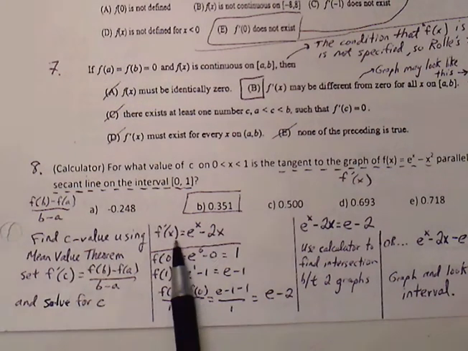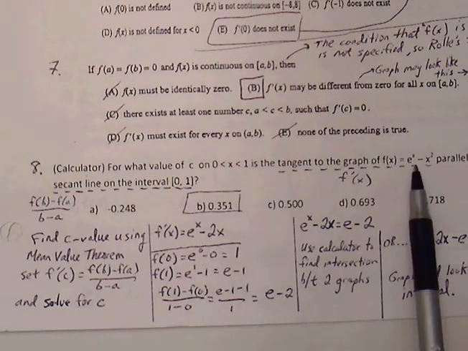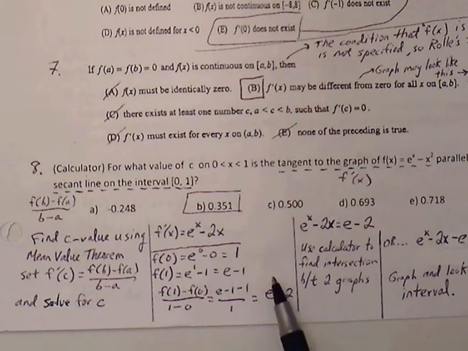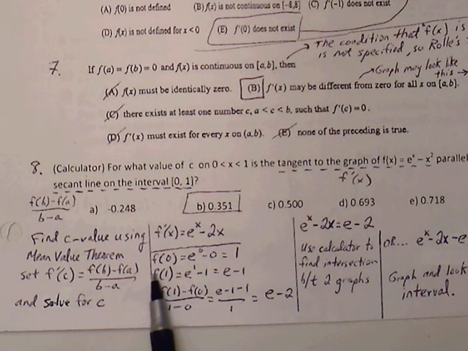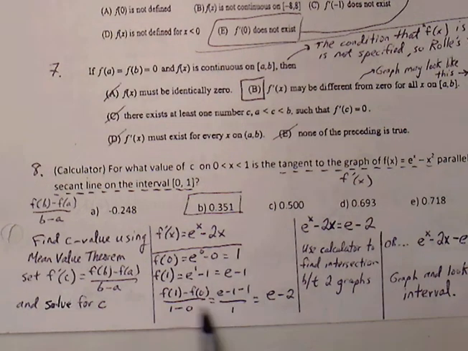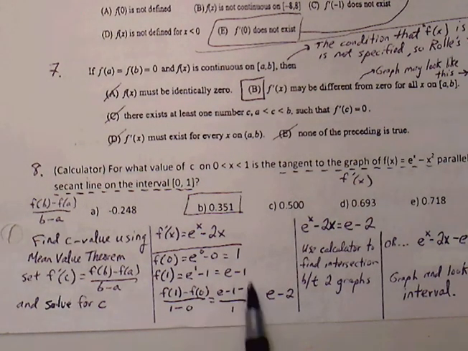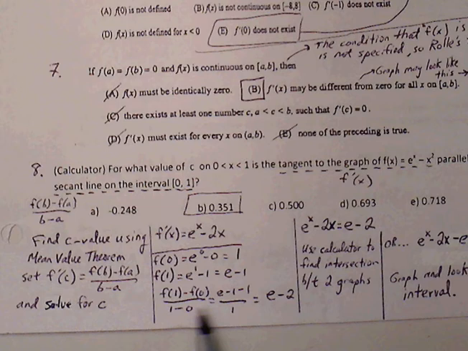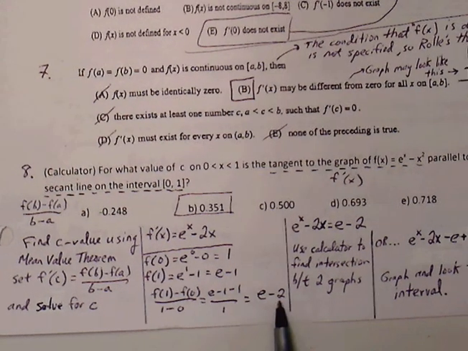So we find the derivative. e to the x stays e to the x, and x squared becomes 2x. We also need to find the slope between the endpoints, so find the y values at the endpoints. Plug 0 in for x, we get 1. Plug 1 in for x, and we get e minus 1. We find the slope between endpoints: f of 1 minus f of 0 over 1 minus 0, that's going to get us e minus 2.